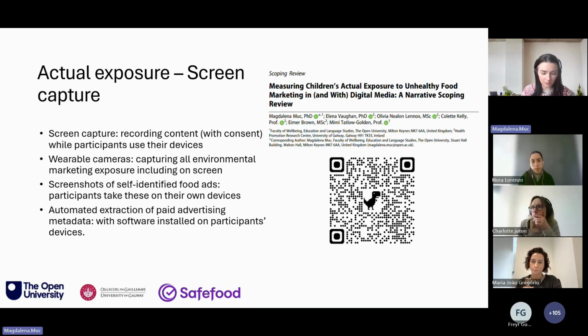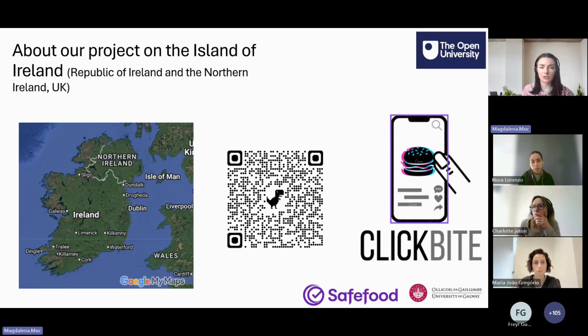But for now, the best method we have is screen capture, which consists of asking children to either download a software on their phones or meeting with them and recording their screens as they are using their social media, and then analyzing the actual recording of their screens to see what kind of marketing and how much they see as they use it. So we've used this method in our CLICKBITE project on the island of Ireland.